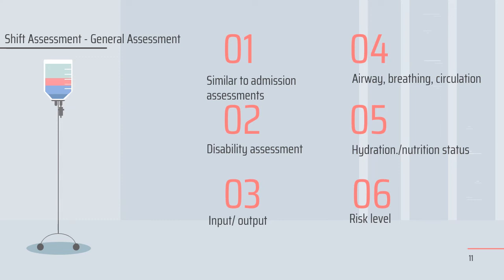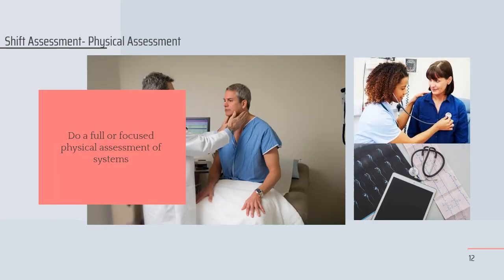A disability assessment, such as any disability with movement. Do they have any problems swallowing? Do they need hearing aids or dentures? How is their hydration and nutrition status? How is their input and output? And what type of risk level are they? Are they at risk for aspiration? At risk for fall? The next step is your physical assessment. Here, you do a full or focused physical assessment of systems.